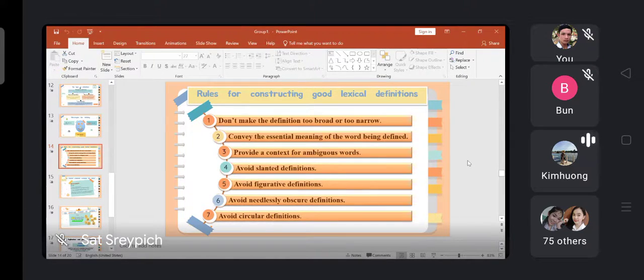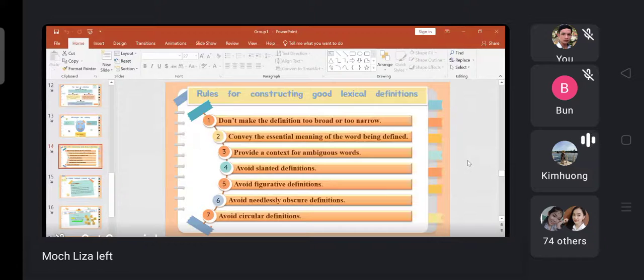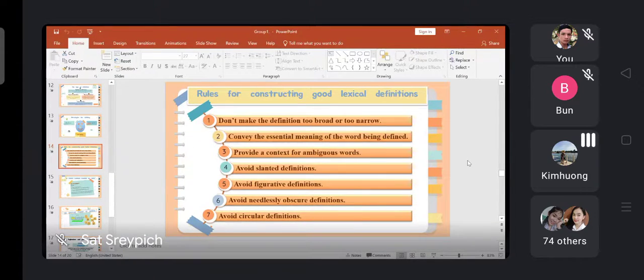For this part, we're talking about rules for constructing good definitions. We have seven points. The first: avoid a definition that is too broad or too narrow. A definition is too broad if it includes too much and too narrow if it includes too little. So a good definition applies to all and only the thing being defined.